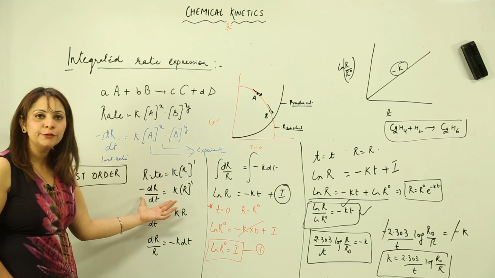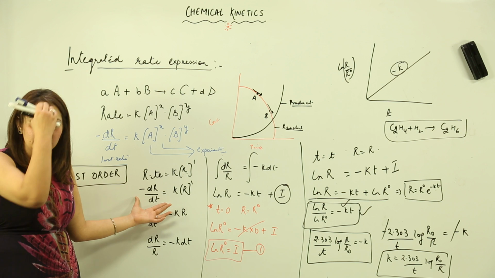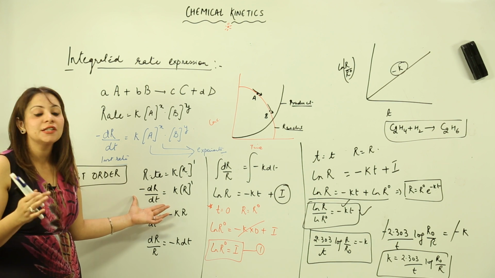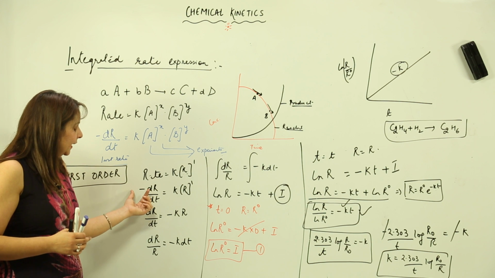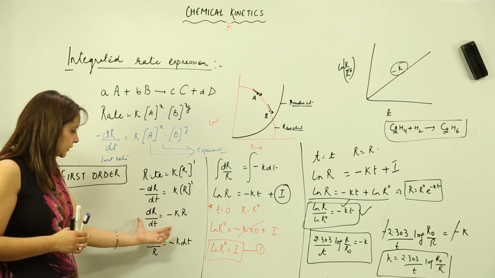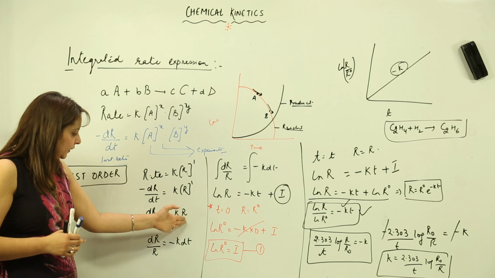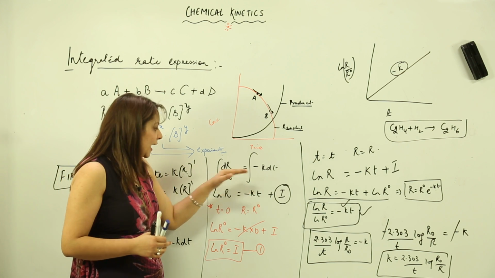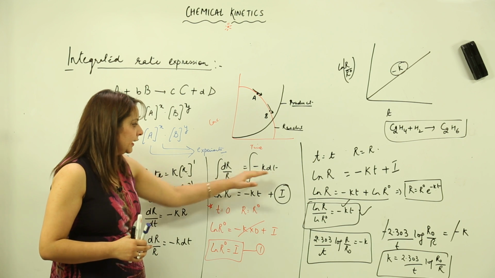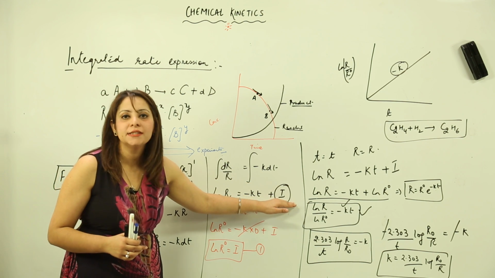I wrote in a simplified form, that is minus dR upon dt, indicating the instantaneous rate, right. So I just prefixed a negative sign here and wrote it this way. Then I moved this R to this side and got this expression. Then I integrated, right. After integrating, I get ln R, along with that there is a constant.